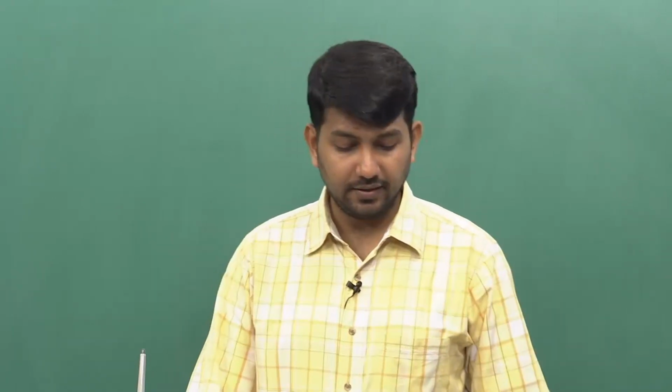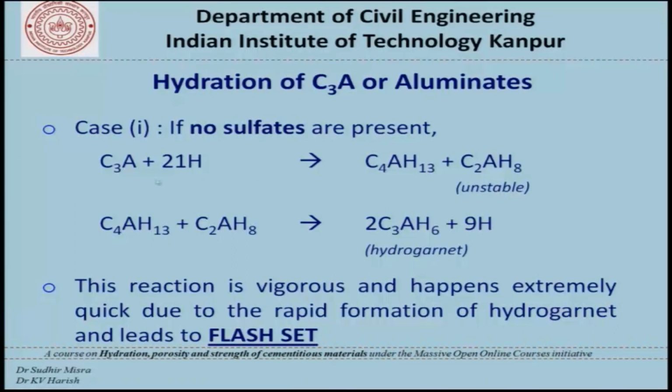So let us see the first case. If no sulfates are present, the tricalcium aluminate reacts with water. Remember that here H refers to H2O, to form C4AH13, which is generally described as calcium aluminate hydrate. In addition to that, you also have another form of calcium aluminate hydrate, C2AH8, which is unstable, and hence this immediately converts to a compound called hydrogarnet. The chemical formula is C3AH6, and you have some water.